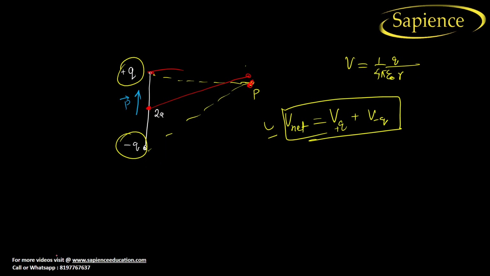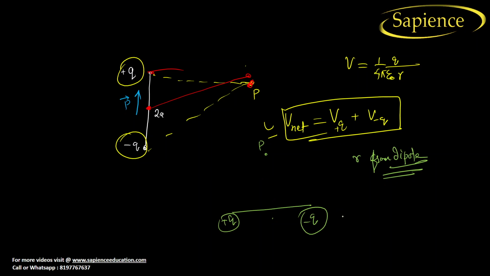In a question they may ask you like this: there is an electric dipole, positive and negative, and we want to find the potential at a point P, which is at a distance of r from the dipole. So what will be your answer? From where are you taking r, either plus q or minus q? The answer will be absolutely wrong if you take the distance from plus q or minus q. So you have to take the distance from the center only, right?